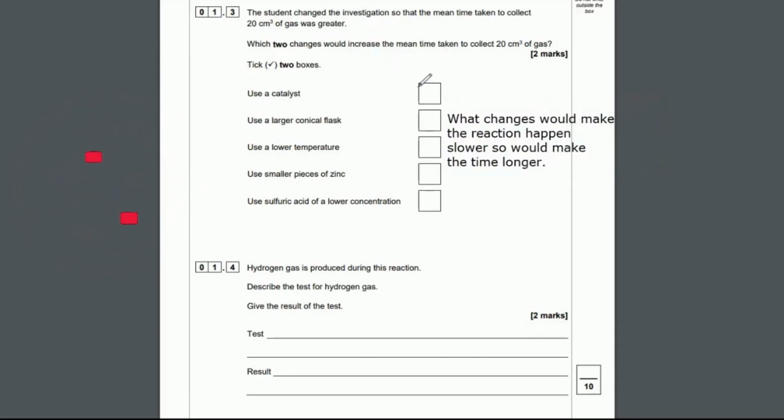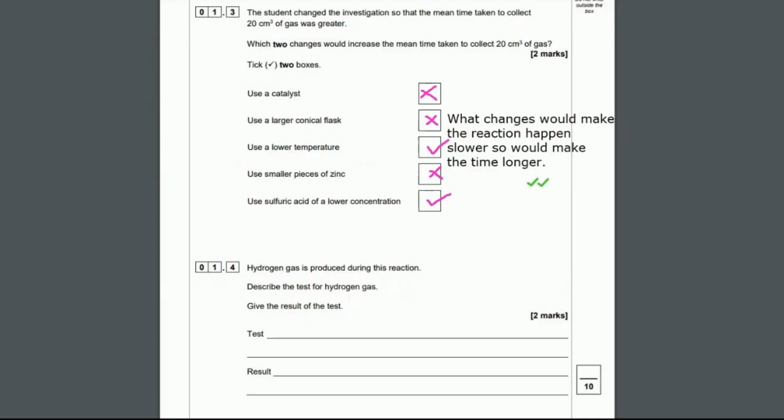Right, first of all, if you use a catalyst, that lowers the activation energy, so that would increase the rate of reaction. A larger conical flask won't do anything. Use a lower temperature? Yeah, that will be less kinetic energy, less chances of particles colliding. Smaller pieces of zinc, that will actually increase the surface area and the rate of reaction. So the final answer is to tick the final box, which is a lower concentration, which means less particles, less successful collisions. Boom, let's move on.